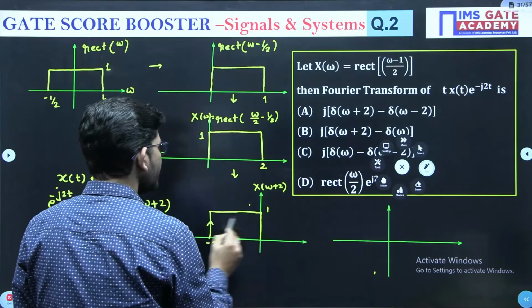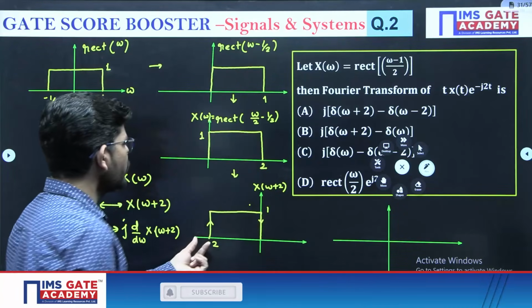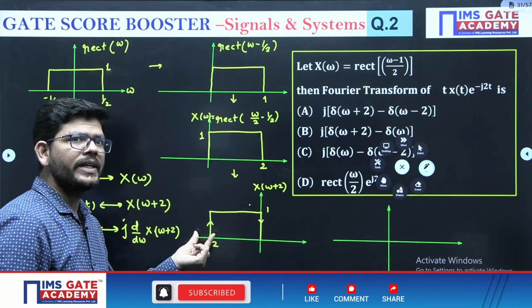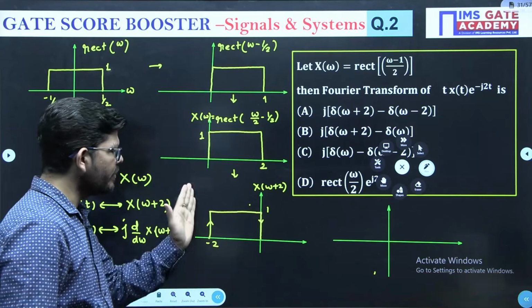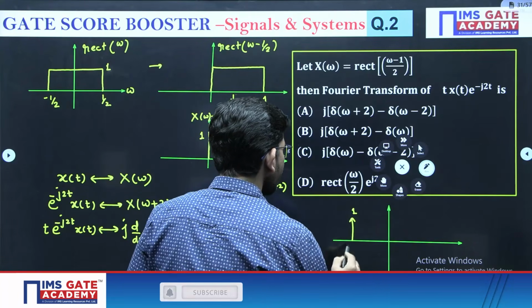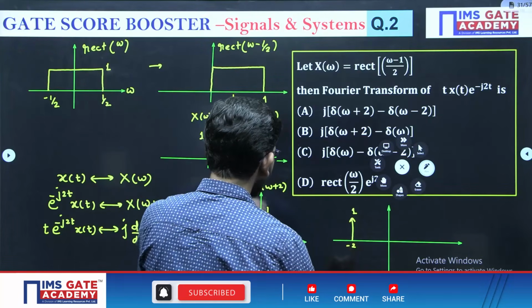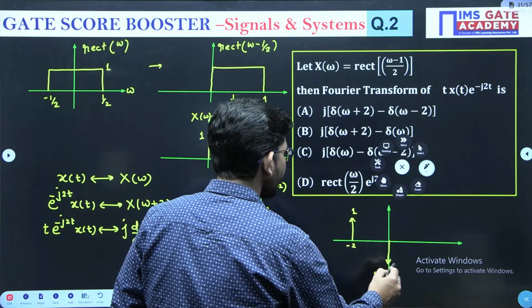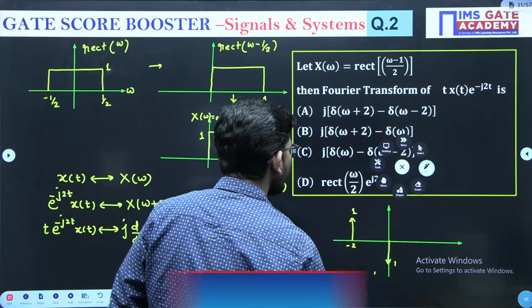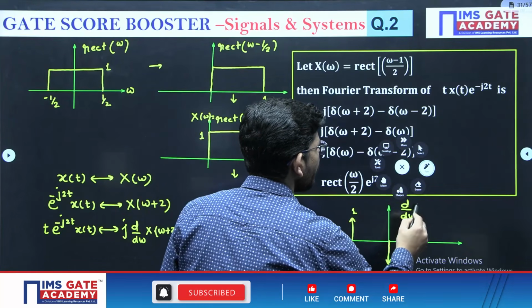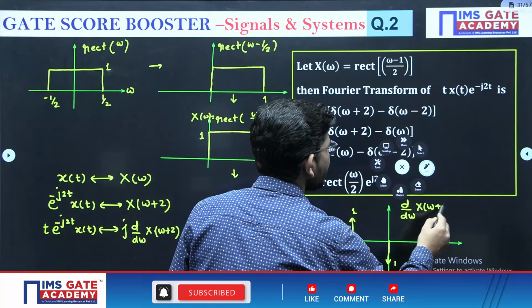right? See, this signal is moving like this. So it's in the form of a rectangular signal. After differentiation, it will become an impulse, right? So we will get one impulse here at minus 2, right? And we will get one impulse here at 0, having a weight of 1, right? So this is d by d omega of X of omega plus 2.